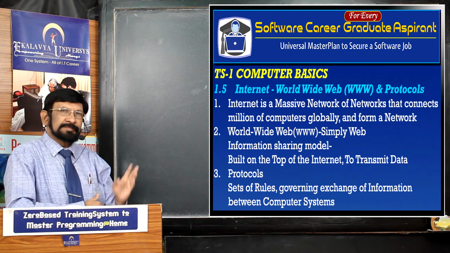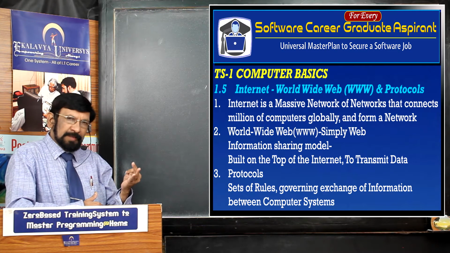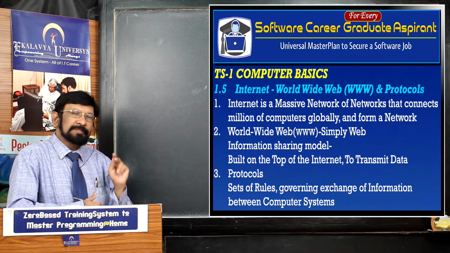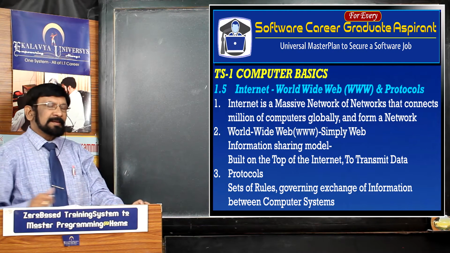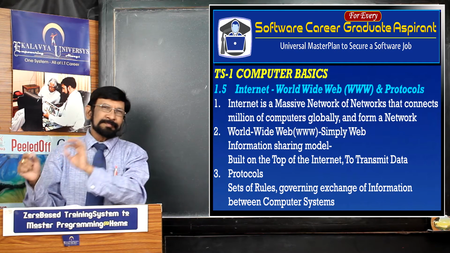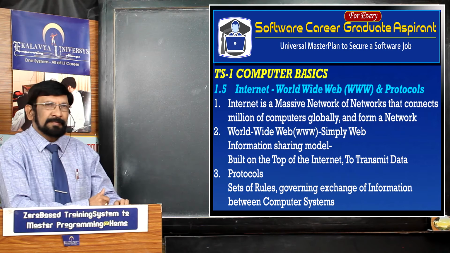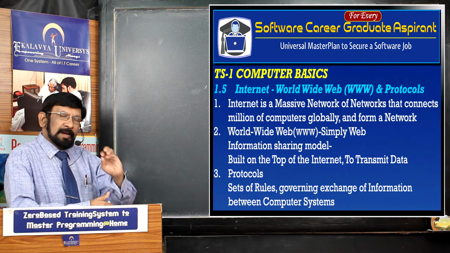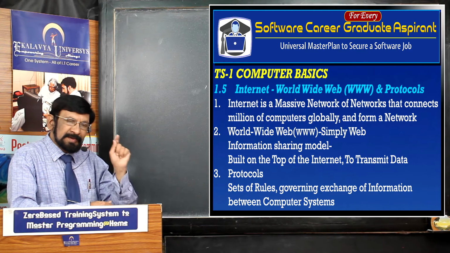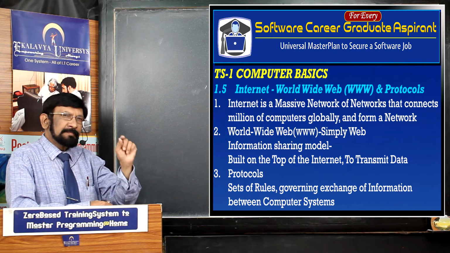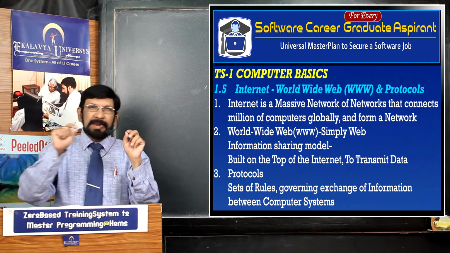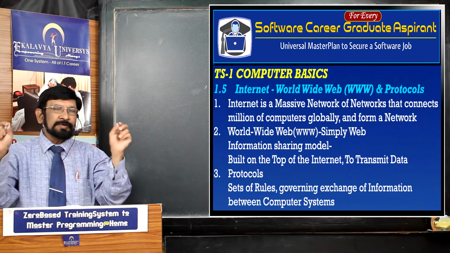What are the three terms? Internet, web, web means World Wide Web, and the third one is protocol. Internet is a massive network of networks. It connects billions of computers globally situated. Once again, I am telling you, internet is a massive network of networks. It connects billions of computers together.